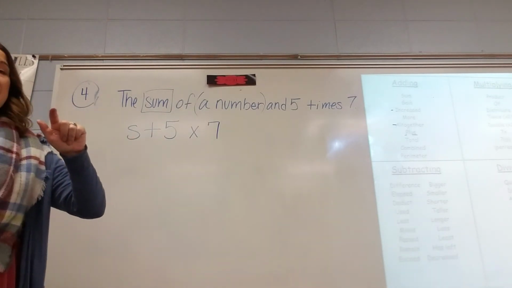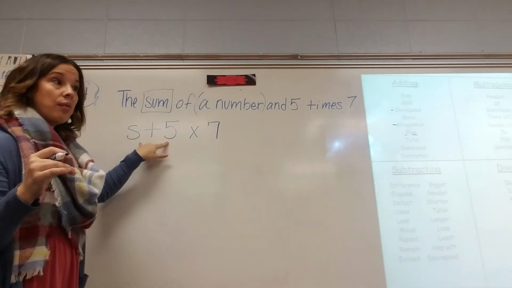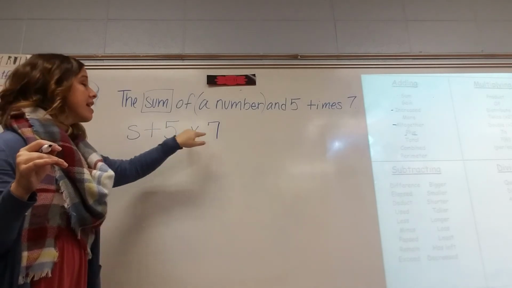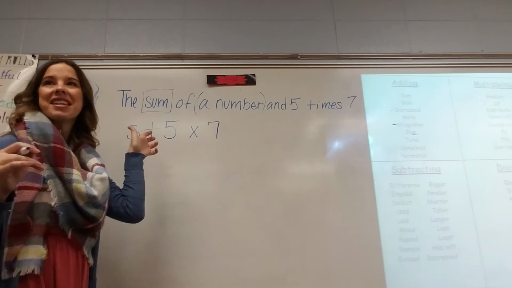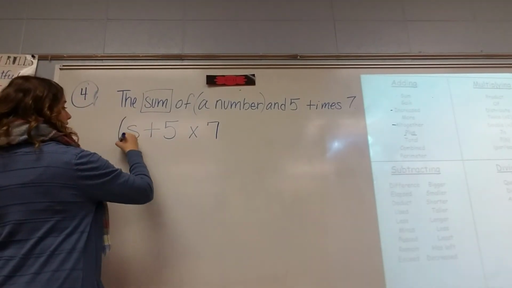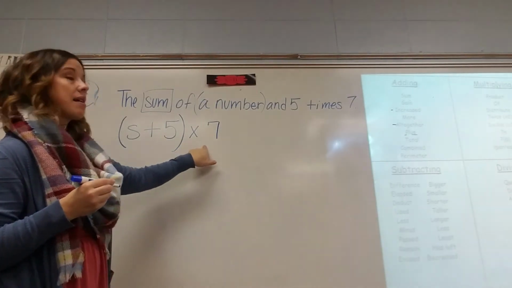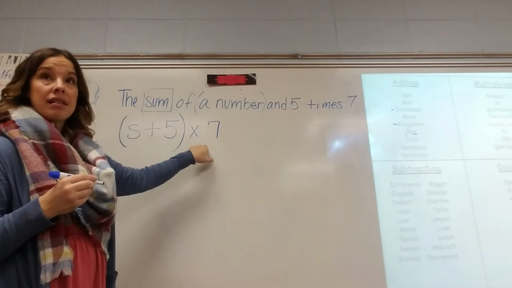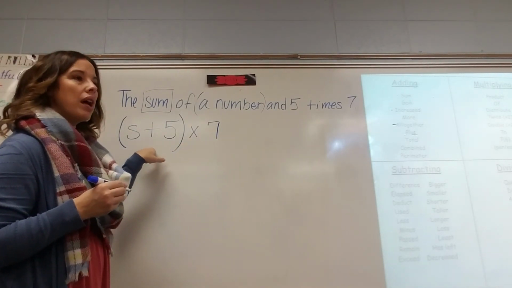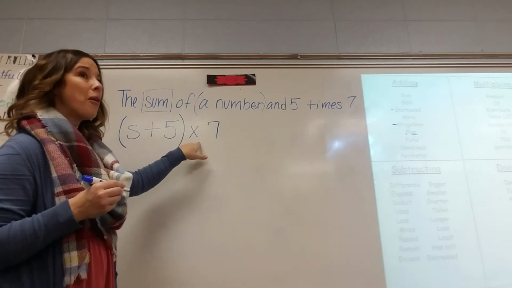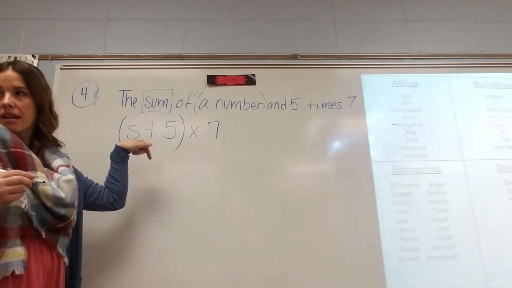No, because it's saying that we have to take the sum of a number and 5. We have to find that first and then times it by 7. So what do we need to add in here? Parentheses. Good. We've got to find the sum of a number and 5 first and then times it by 7. Does that make sense? Because if I don't have those parentheses, what operation would I do first? Multiplication, and it doesn't want me to do that. It wants me to find the sum first, so I got to add those parentheses in. Okay?